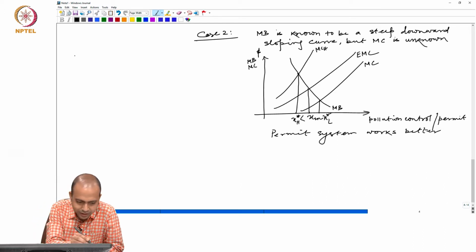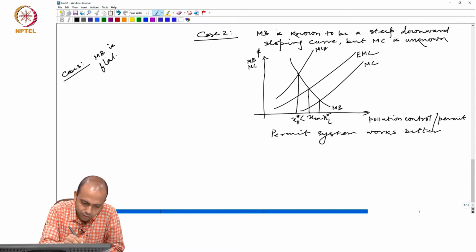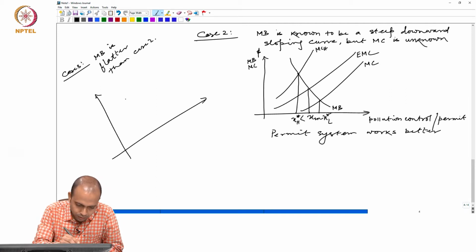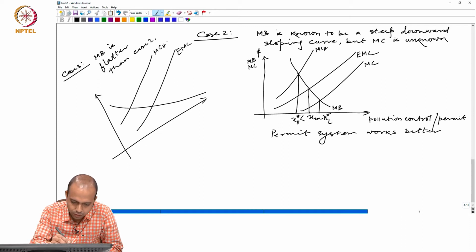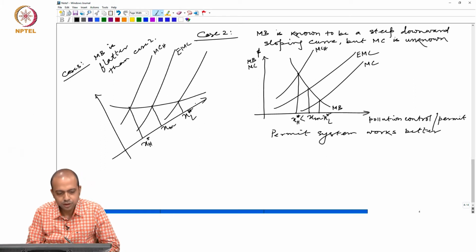Then in case 3, what will happen? Let us say that this is case 3, MB is actually flatter than case 2. What will happen? So, this is your, instead of steep straight line, let us say that MB is like this. So, this is your EMC. So, this is your MCH. So, that means this is XM, this is XH star, let us say this is XL star, right.